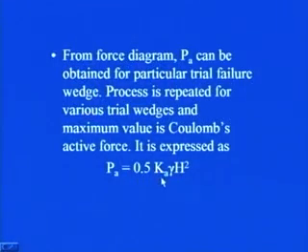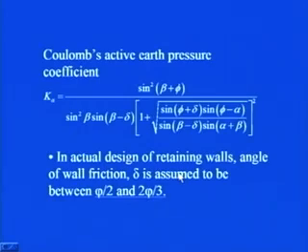as your Coulomb's active force, and it is expressed as PA is equal to 0.5 Ka gamma h square, where Ka we have already discussed, as it was in the case of Rankine's earth pressure, it is known as active earth pressure coefficient. Gamma is the unit weight of the backfill soil, h is the vertical height of the wall.